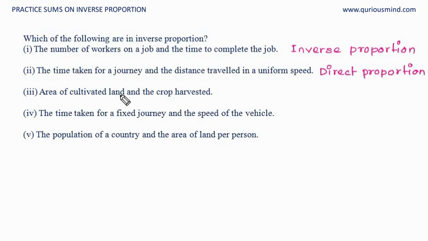Area of cultivated land and the crop harvested. If I have a small land, I will have a small yield. If I have a big land, my yield is going to be bigger. As I increase the area of my land, my crop is going to increase. Hence again this one is not inverse proportion, this is actually direct proportion.